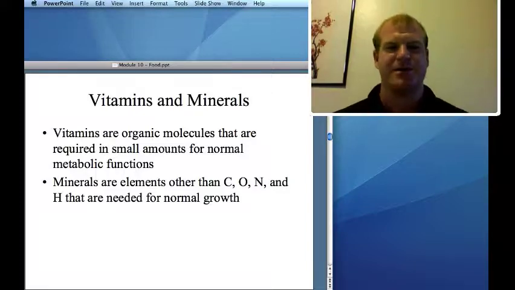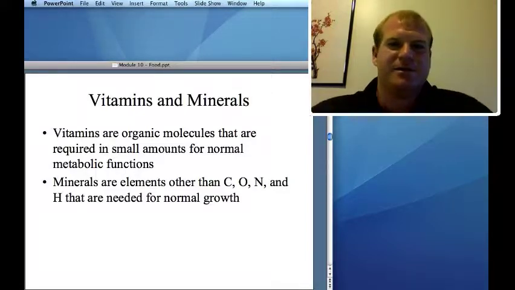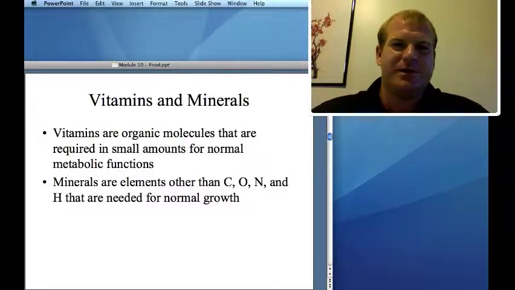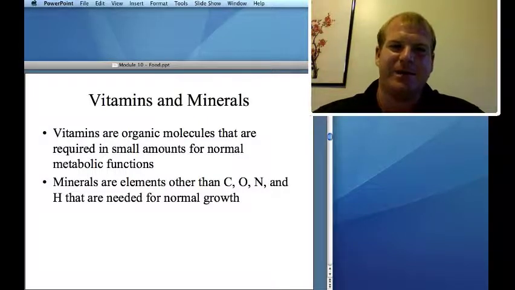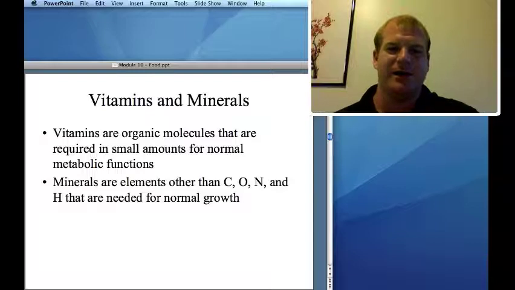So, vitamins and minerals. Primary definition: vitamins are organic molecules. They used to think that vitamins were amines; vital amine was where the word vitamin came from. Turns out they're not all amines, so vitamin is the new word. They're not vital amines, but they're organic molecules, meaning carbon-containing. We need them in small amounts. Minerals are, other than carbon, oxygen, nitrogen, and hydrogen, the primary nutrients, the elements that we need for normal function.